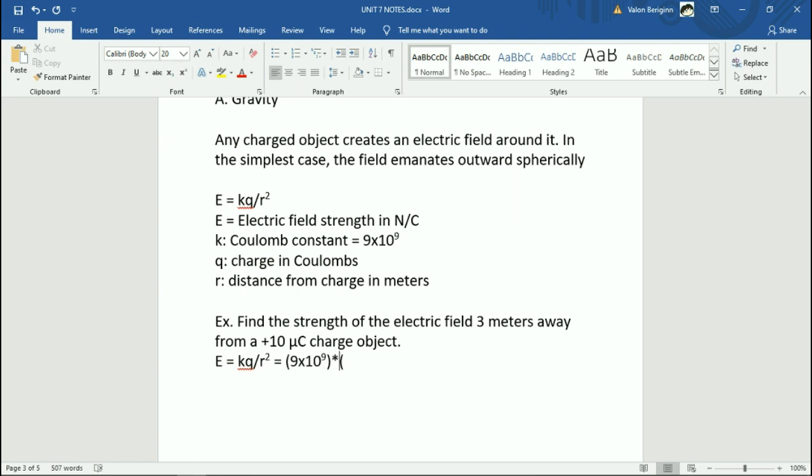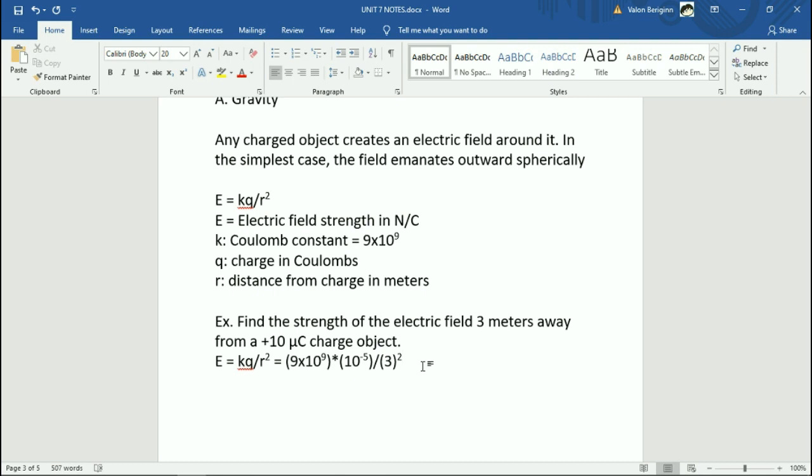Okay, so then Q is your charge. We have 10 microcoulombs. It's positive 10, and it's micro, so that's 10 times 10 to the negative 6. Therefore, since it's 10 times 10 to the negative 6, this is just going to be 10 to the negative 5. That's your charge. And then divided by the distance squared. So we have 3 meters away, so it's 3, and it's r squared, so it's 3 squared.